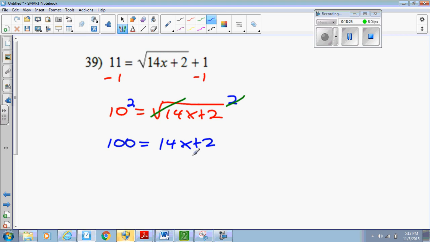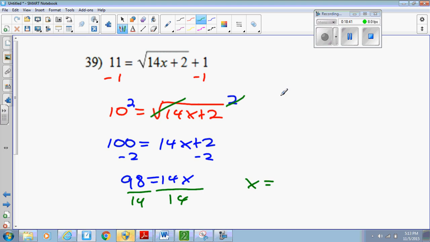And now to solve this, I'm going to subtract 2 from both sides. And that's 98 equals 14x. Next step is to divide both sides by 14. So x equals whatever 98 divided by 14. So x equals 7. And that would be your final answer there.